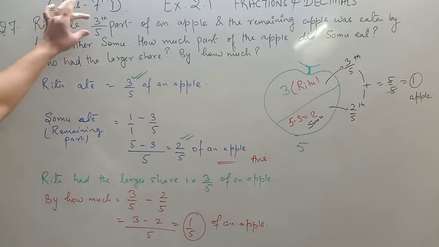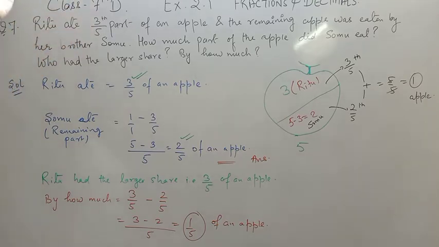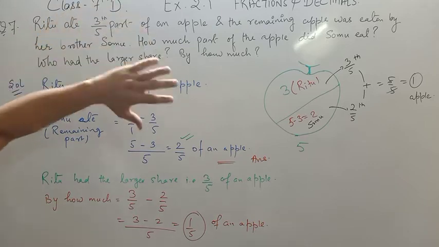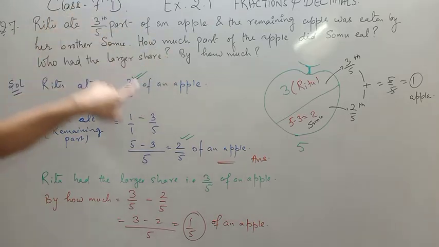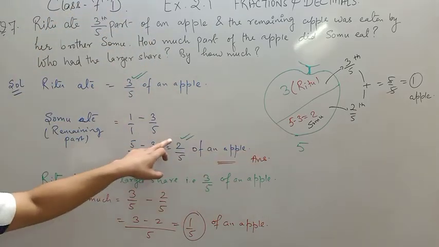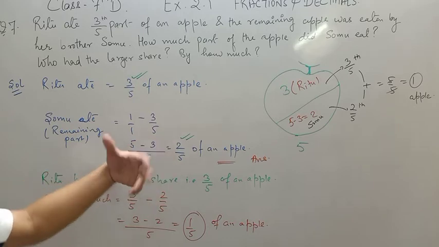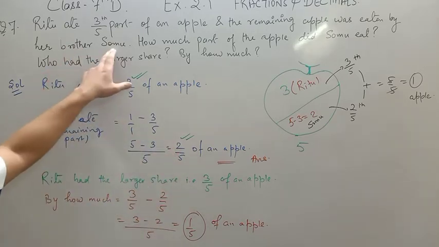So in this way you can read this fraction like this. 5 is total, 3 has been eaten by someone. Then what will be the remaining part? 5 minus 3 equals 2. Okay, so 2/5 is the fraction of an apple eaten by Somu.